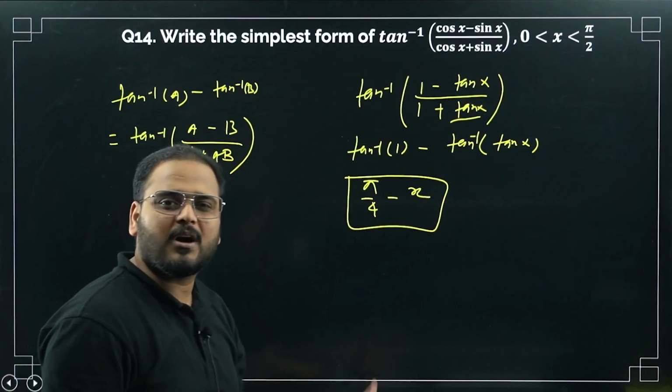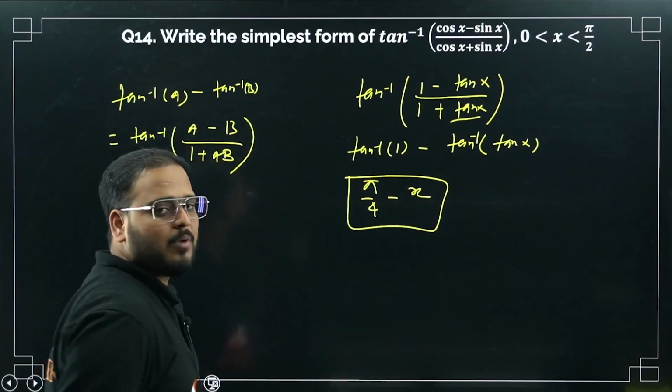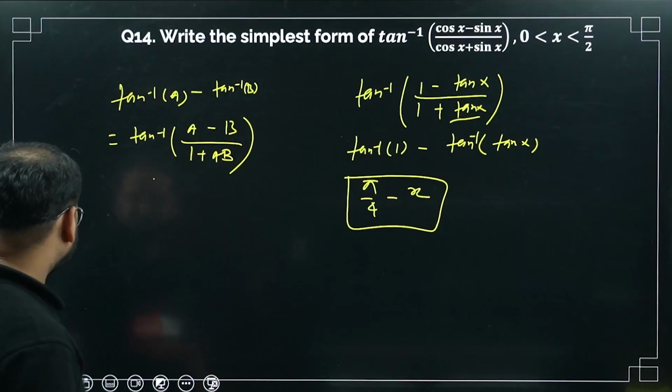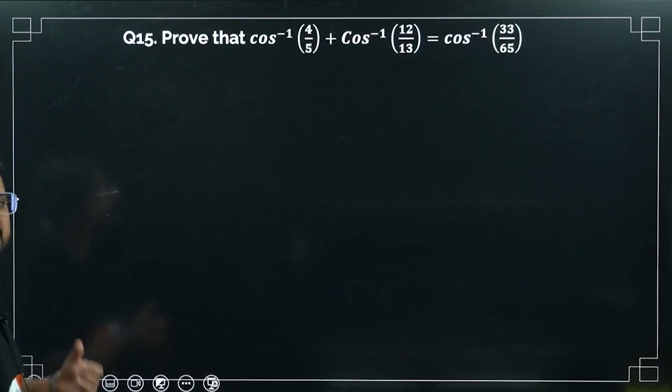Simple question. Okay, 2 marker also you can expect. This can be asked for 2 marker also and 3 marker as well. Okay, remember this formula. Shall I move on? Very simple question. Question number 15.